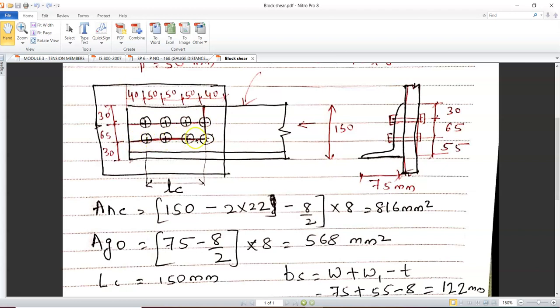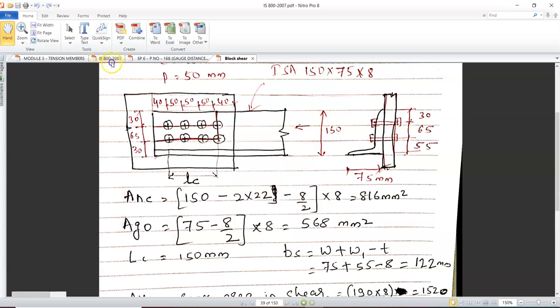Along this line, from the edge of the plate to the center of the innermost bolt, it will be subjected to shearing. From the center of the bolt to the toe of the angle, it will be subjected to tension. It is shearing and tension. All of you mark this line, which is the block shear failure pattern.